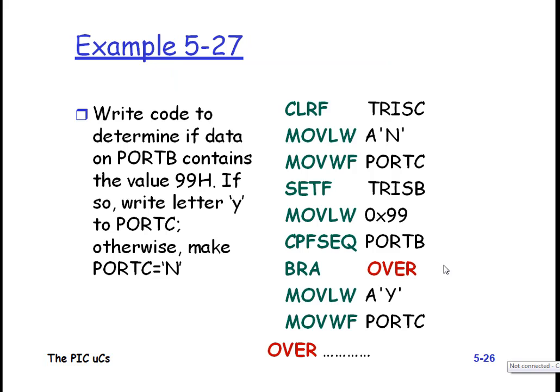Solution: in this example, write code to determine if the data in port B contains the value 99H. If so, write the letter Y to port C, otherwise make port C equal to N. There is a program which checks whether port B contains the value 99H, then writes Y, and otherwise it writes the other value mentioned in this program.